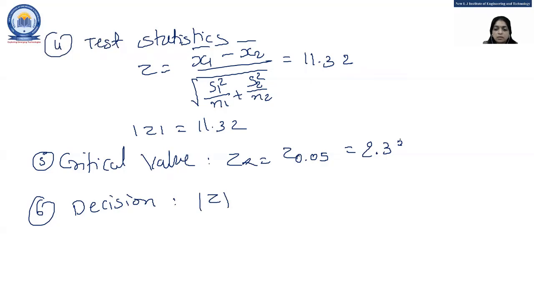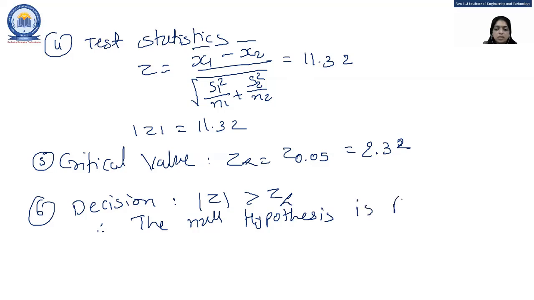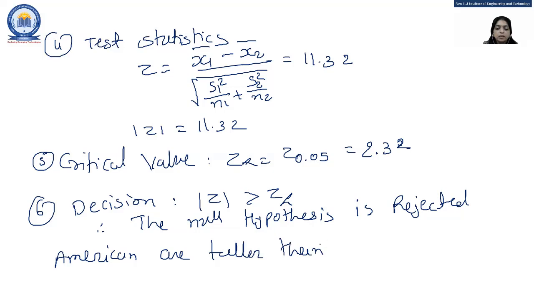So by comparing the test statistic value and the critical value, we can say that mod Z is greater than Z alpha, right? Therefore, the null hypothesis is rejected. As the null hypothesis is rejected, it means Americans are taller than the Englishmen.